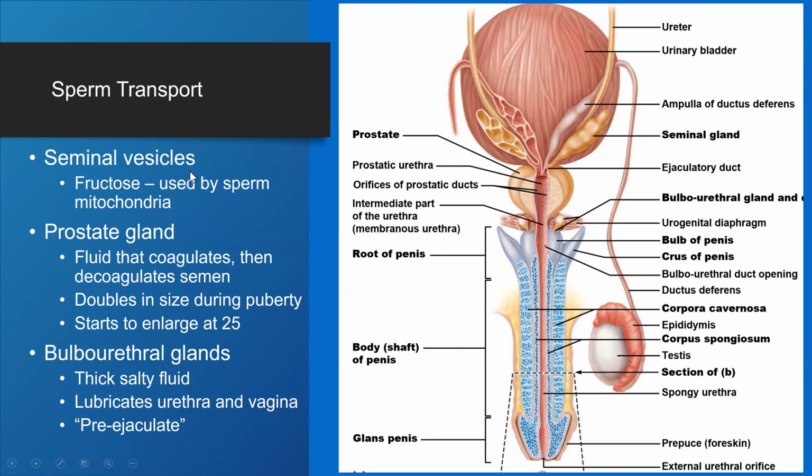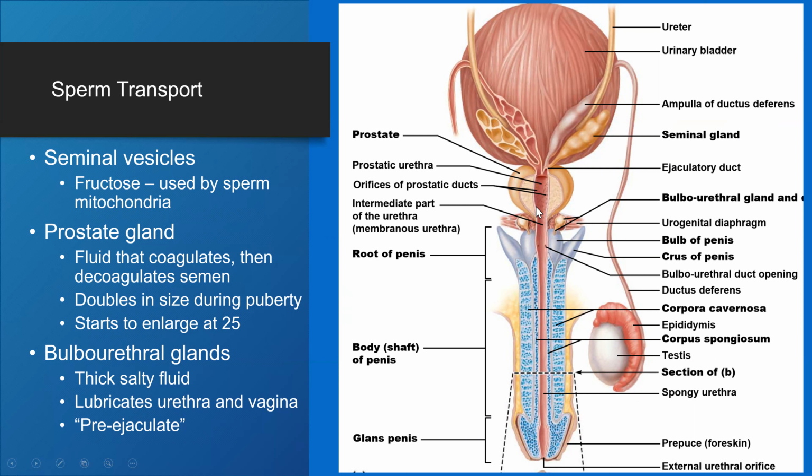In the seminal vesicle, we have a lot of fructose used by sperm mitochondria as an energy source. Then the prostate gland, inferior to the urinary bladder, produces a fluid that coagulates, then decoagulates as semen, and doubles in size during puberty, and starts to enlarge at the age of 25. So this fluid is important for nourishment as well, and for activation of sperm.